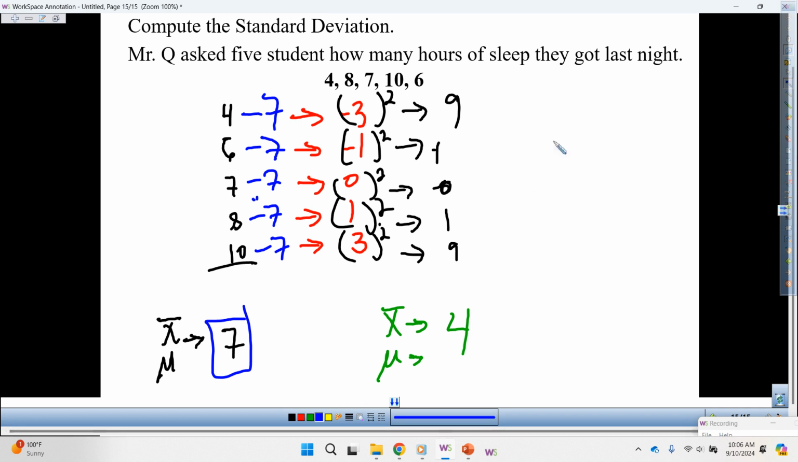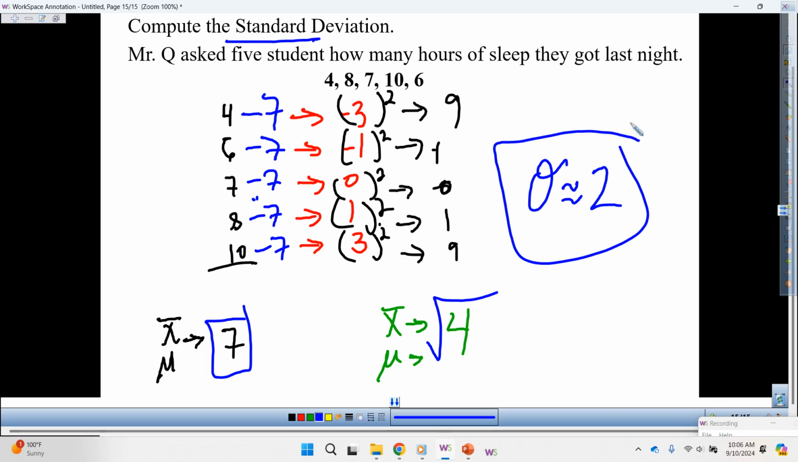And from there we find the sigma in lowercase Greek, which stands for what? Standard deviation. So, square root of that, everyone, you got 2. Hands if you got that. All right, send that in.